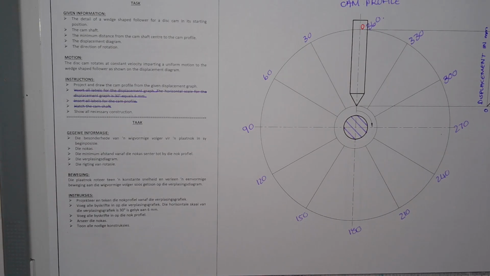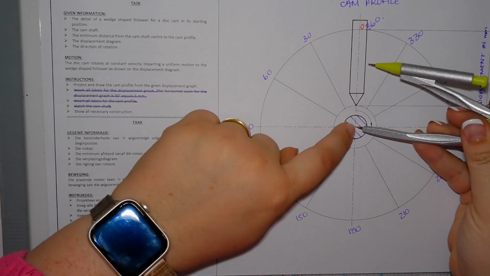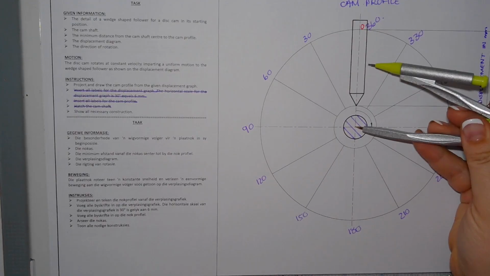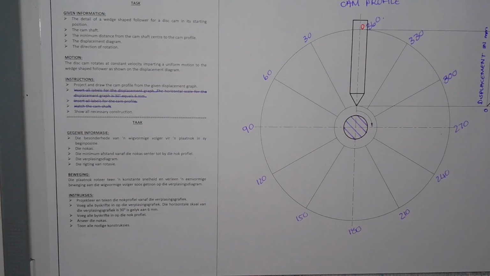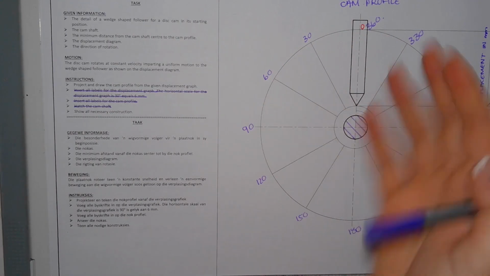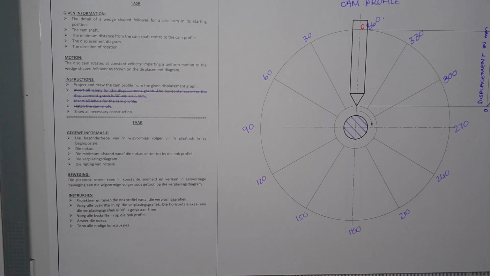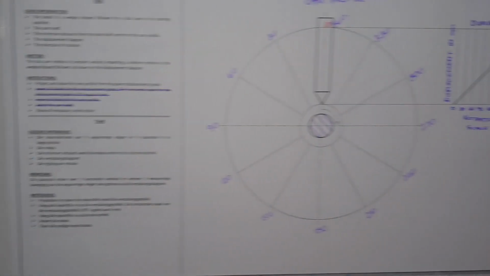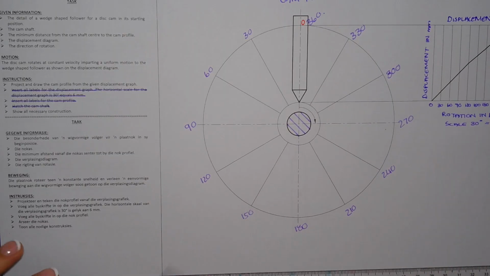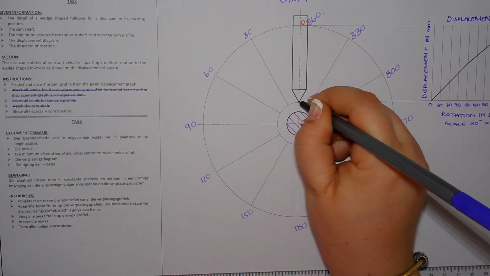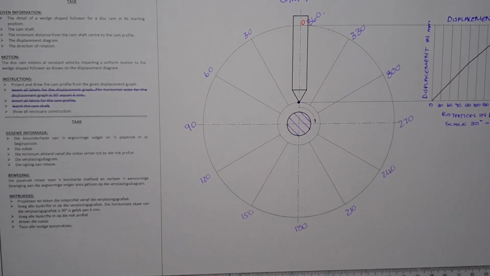When we are going to draw our cam profile, the sharp point of my compass is going to be in the center the whole time. For now, I'm going to move degree to degree so that you can see how it works. But at a later stage, I'll project all of my lines and then complete the profile all at once. I'm going to start with 0 and 30. So 0 is located at the starting point.